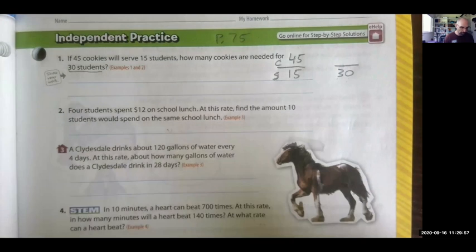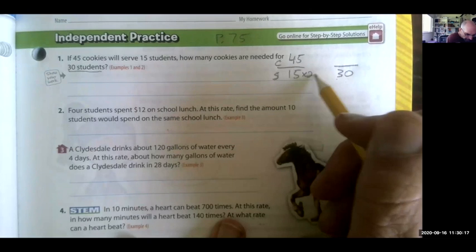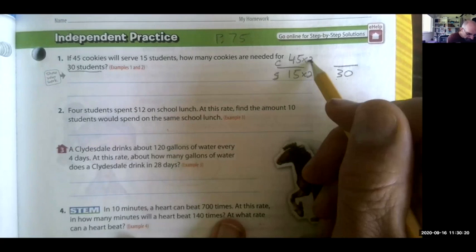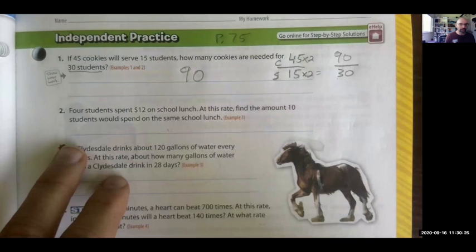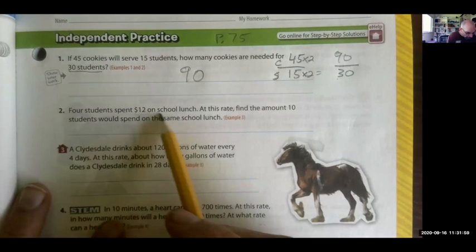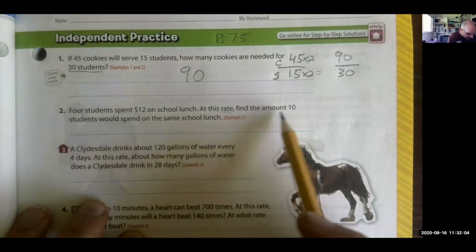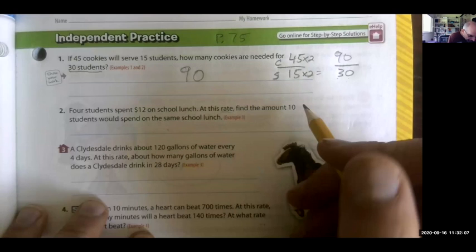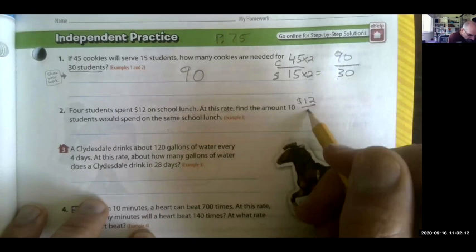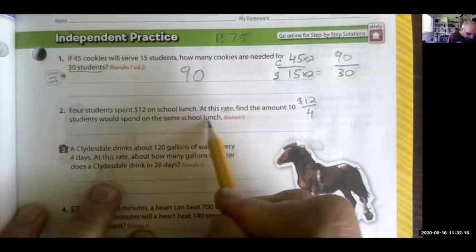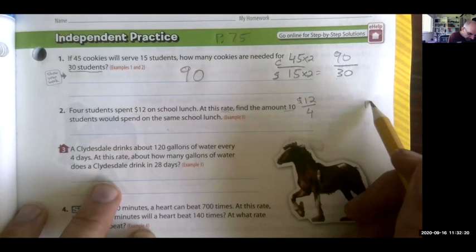Ready, go. Okay, so you should have figured out this is pretty easy. 15 times 2 equals 30. 45 times 2 equals 90. So your answer is 90. Great. So number 2, let's try number 2. 4 students spend $12 on school lunch. At this rate, find the amount 10 students would spend. So we have, it's $12 for 4 students, right? And we want to find the amount 10 students would be, right? How much would 10 students be?